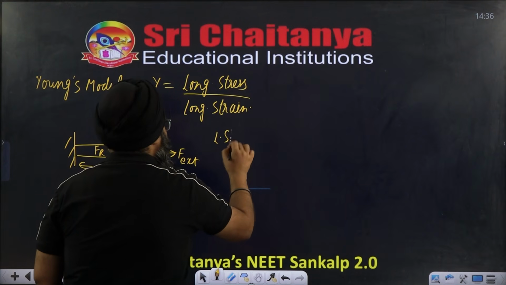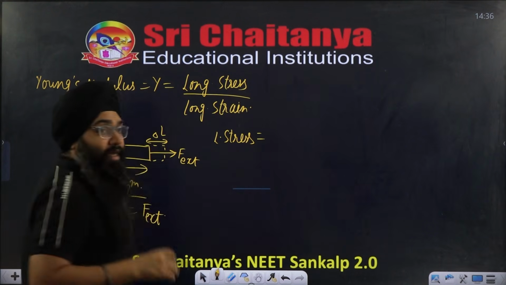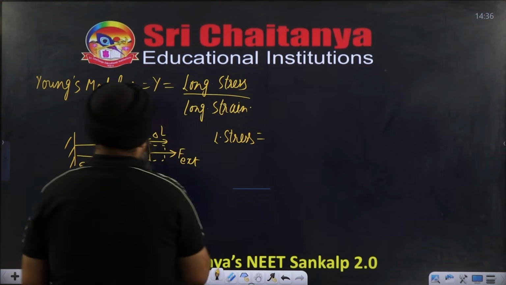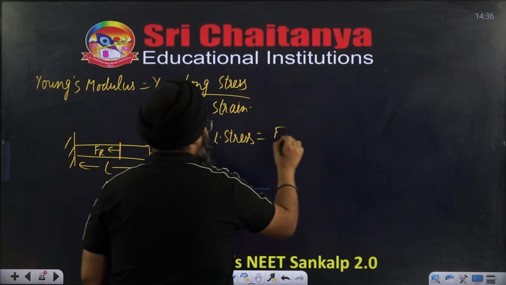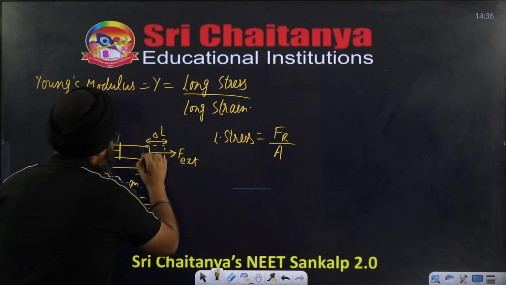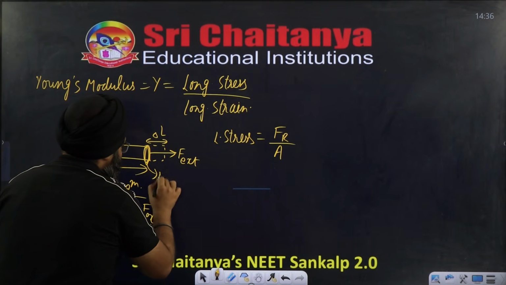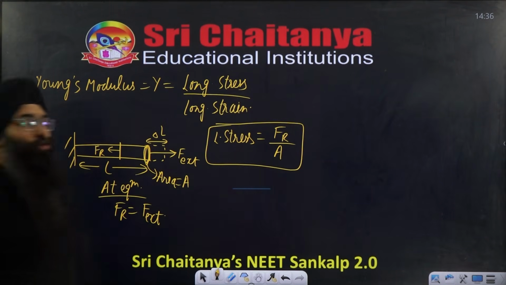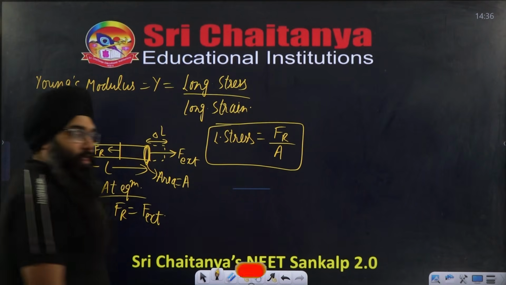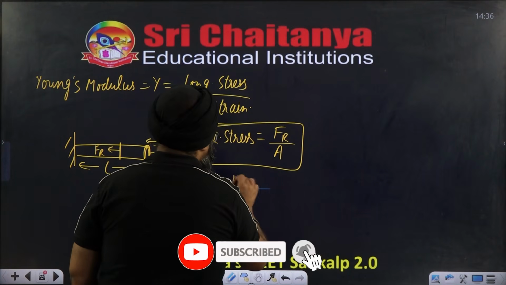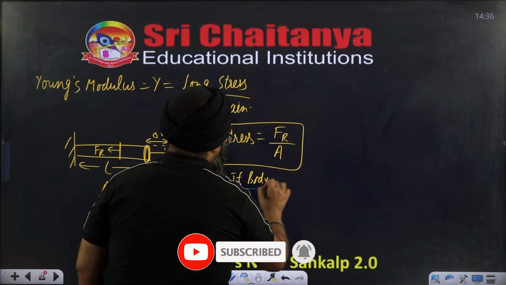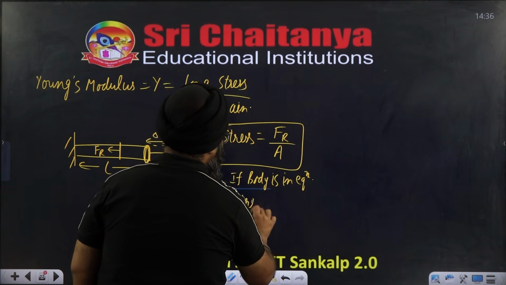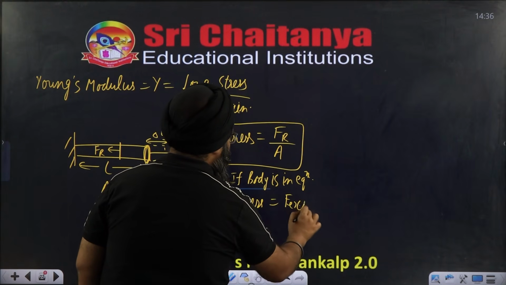So longitudinal stress will be defined as what? Longitudinal stress, remember, is also called normal stress. It is defined as the restoring force per unit area of cross section. Suppose here there is a circular cross section. The area of this cross section is called the area of cross section. So longitudinal stress will be the restoring force per unit area of cross section. And if the body is in equilibrium, then it can be written as longitudinal stress equal to the external deforming force per unit area.